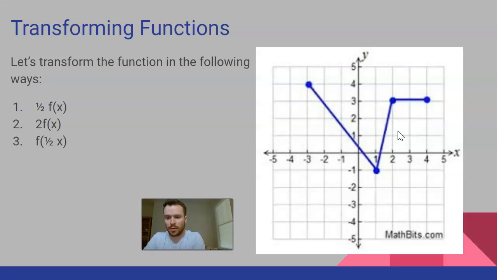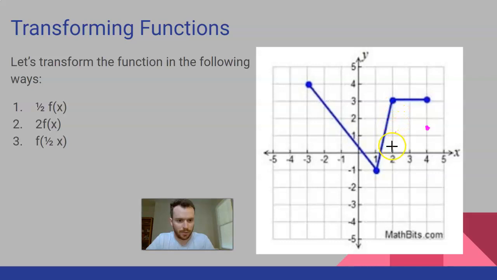Number one, the f of x values are being multiplied by 1/2. That means the y values, f of x, right, are being multiplied by 1/2. So in this case, the x values are going to stay the same, but the y values are being multiplied by 1/2. So this point here is 4, 3. So the x value is going to stay the same, but the y value is going to be multiplied by 1/2. So 3 times 1/2, or 3 times 0.5, is 1.5. So that new point is going to be 4, 1.5.